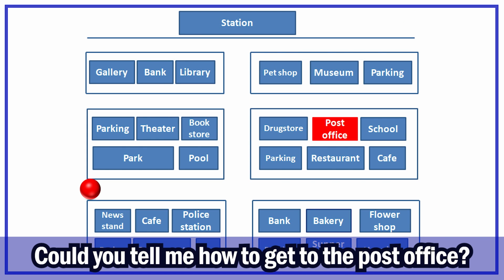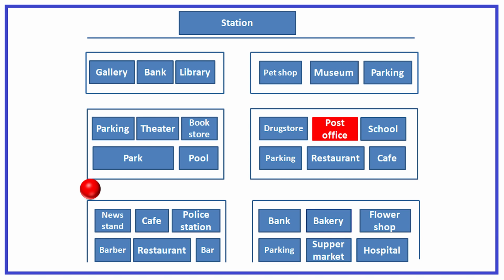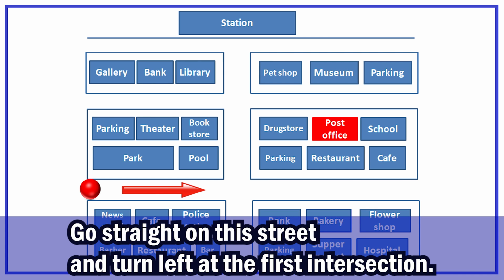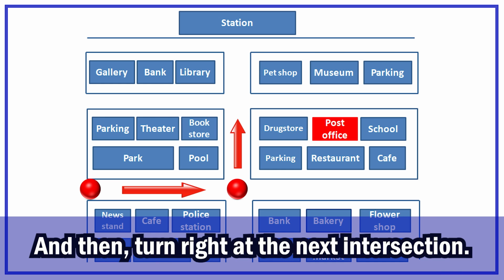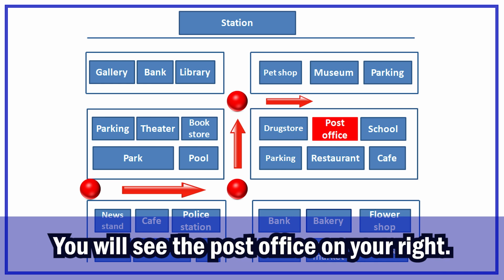Could you tell me how to get to the post office? The red mark is where you are now. Please give directions. Was it difficult? Let's take a look at some example answers. Go straight on this street and turn left at the first intersection. And then turn right at the next intersection. You will see the post office on your right.